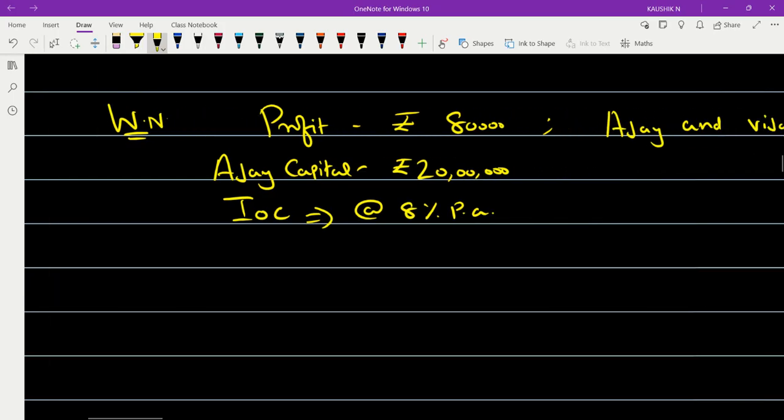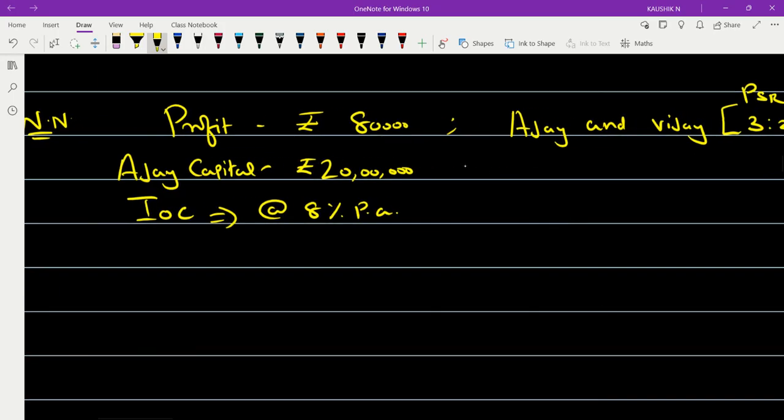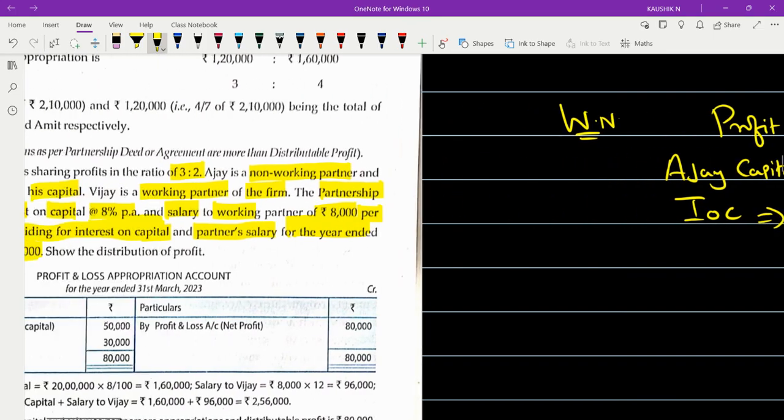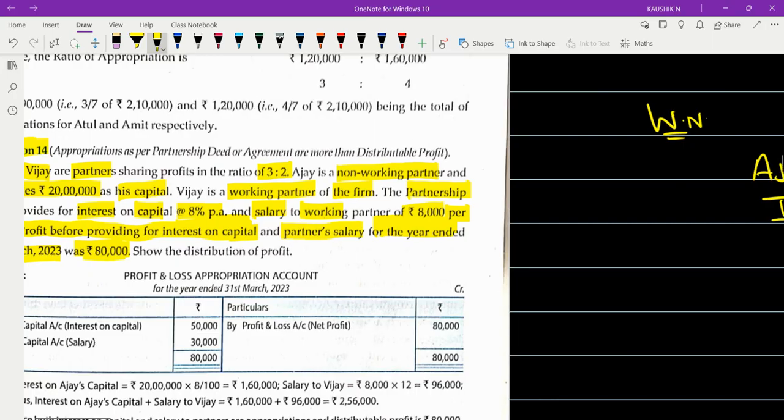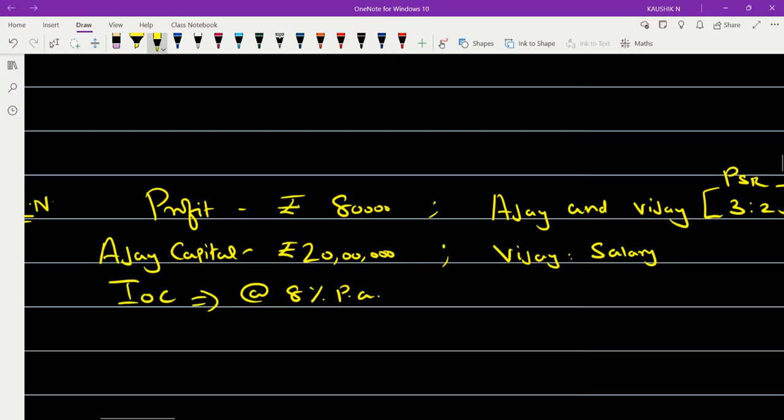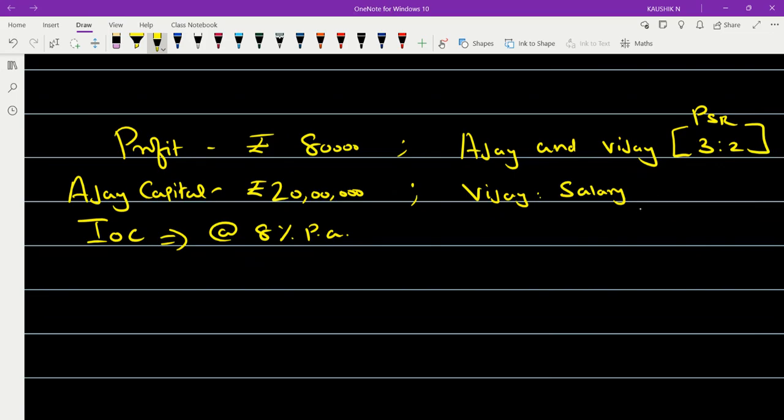Then what about Vijay? If you see for Vijay, there is salary. What is the salary amount? 8,000 per month. So salary of rupees 8,000 per month.